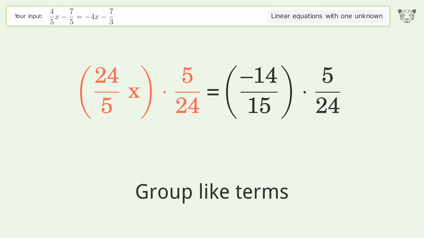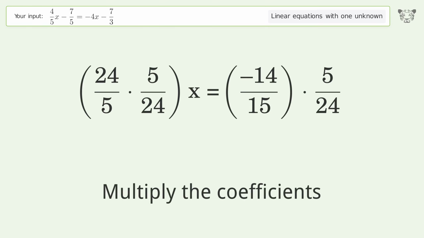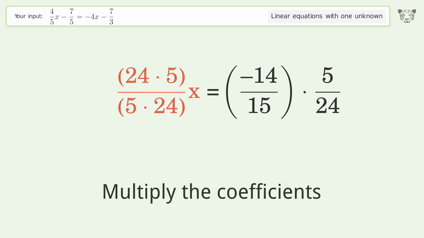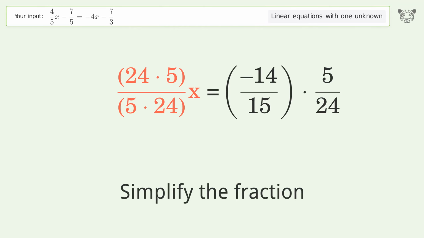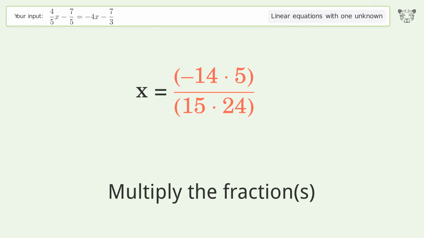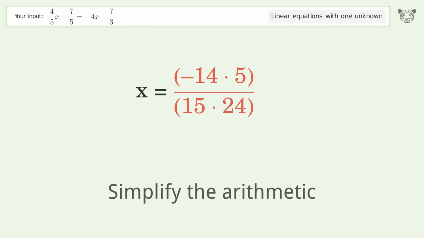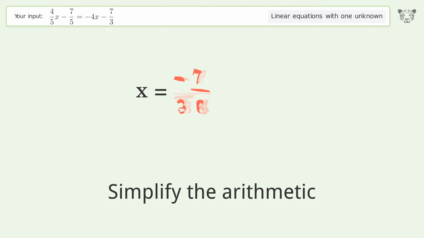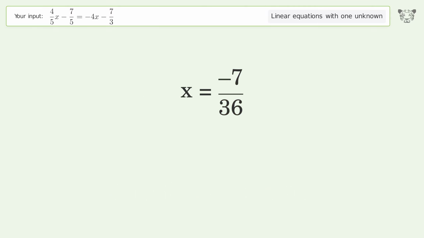Group like terms. Multiply the coefficients. Simplify the fraction. Multiply the fractions. Simplify the arithmetic. And so the final result is x equals -7/36.